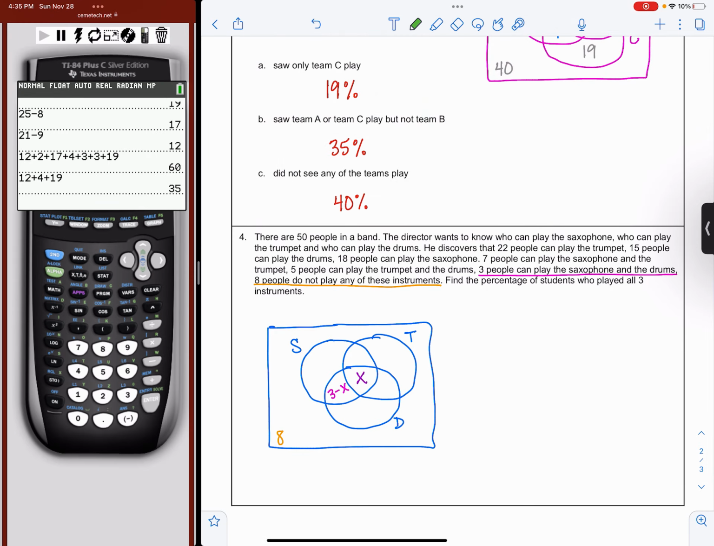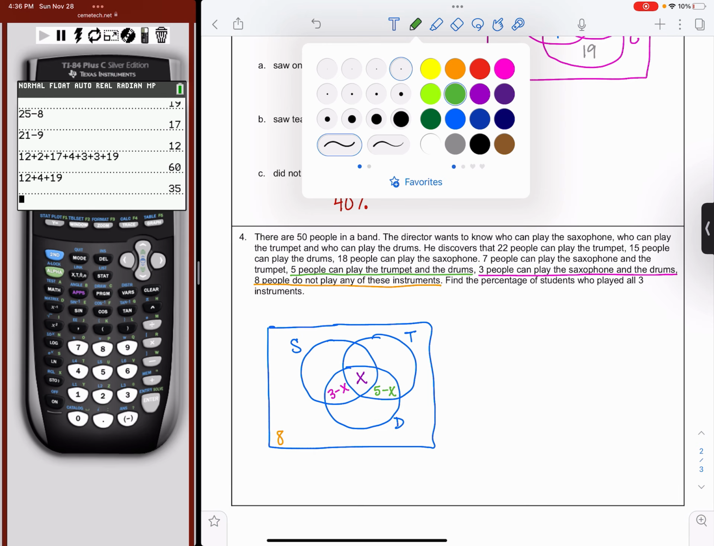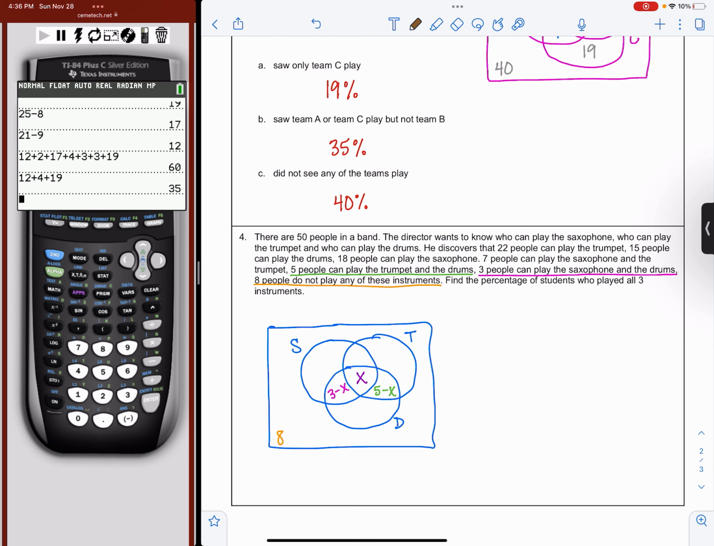The next part says that 5 people can play the trumpet and the drums. So the trumpet and the drums cross here, which means that I'm going to have 5 subtract the number of people that are in the middle. Then it says that there are 7 people who can play the saxophone and the trumpet. The saxophone and the trumpet are in these 2 sections. So I'm going to have 7 minus x here.